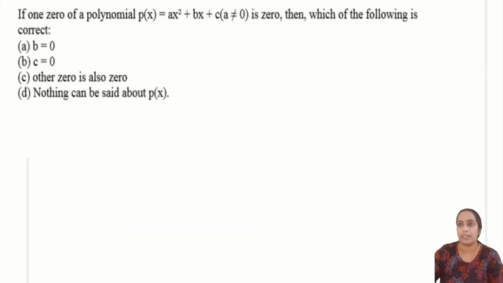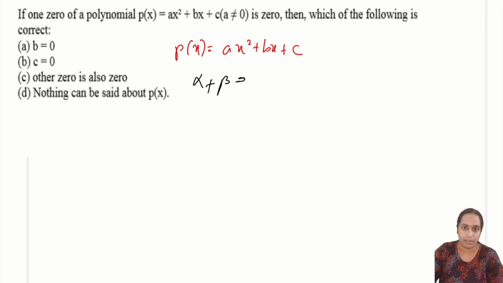Here the question says, one zero of the polynomial p of x equals ax square plus bx plus c is 0, then which of the following is correct? The options are b is 0, c is 0, other zero is 0, or nothing can be said about the polynomial. Since it is a quadratic polynomial, let alpha, beta be the zeros, only two zeros we have. Sum of zeros is minus b by a. Product of zeros is c by a.